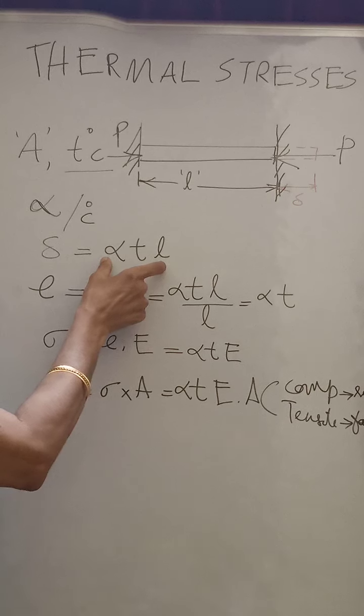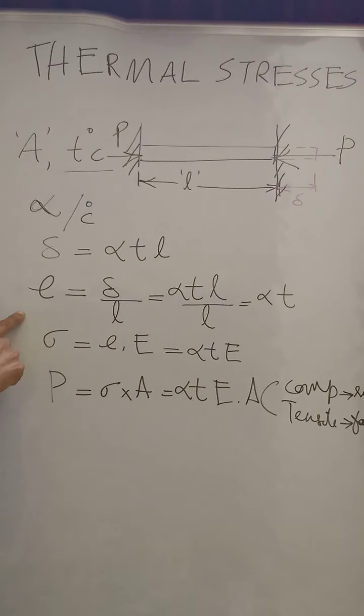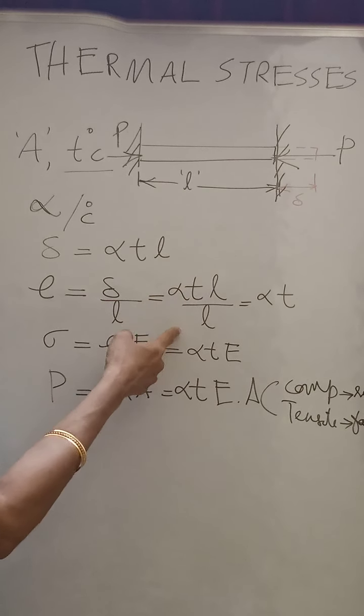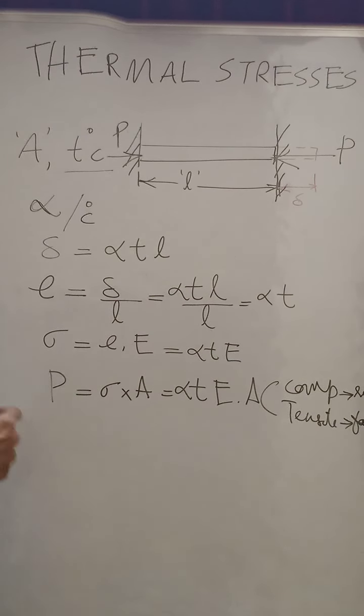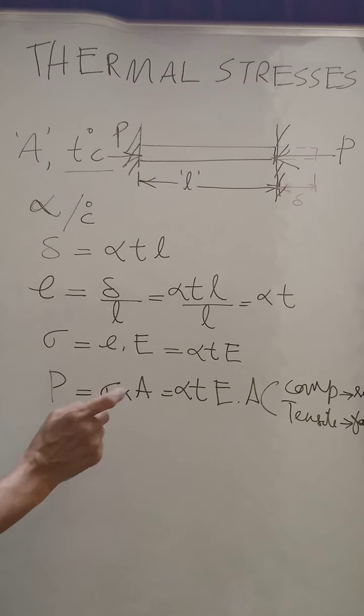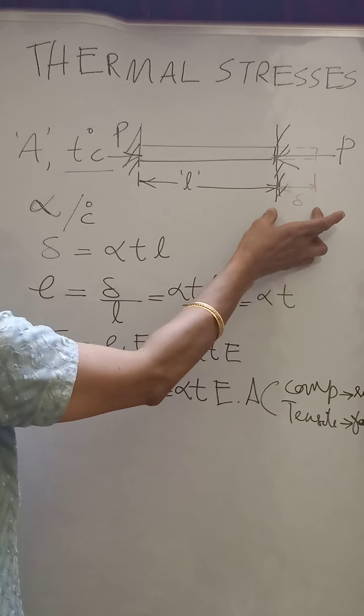This is the expansion. From knowing the expansion, you can find out the strain. Strain is equal to change in length to original length, that is alpha T L by L, which is equal to alpha T. Knowing the strain, you can find out the stress developed. Sigma is equal to strain into Young's modulus, that is alpha T into capital E. I have told you already, if it is free to expand, you get this elongation.